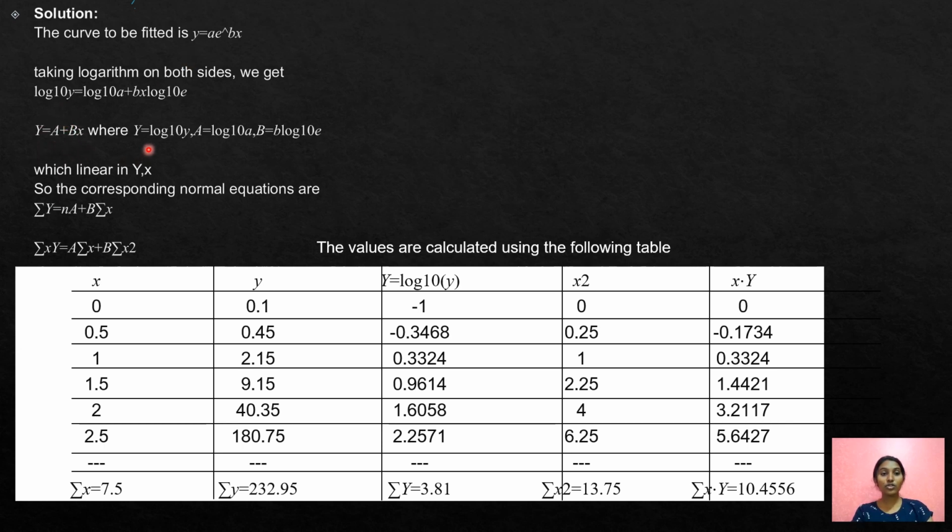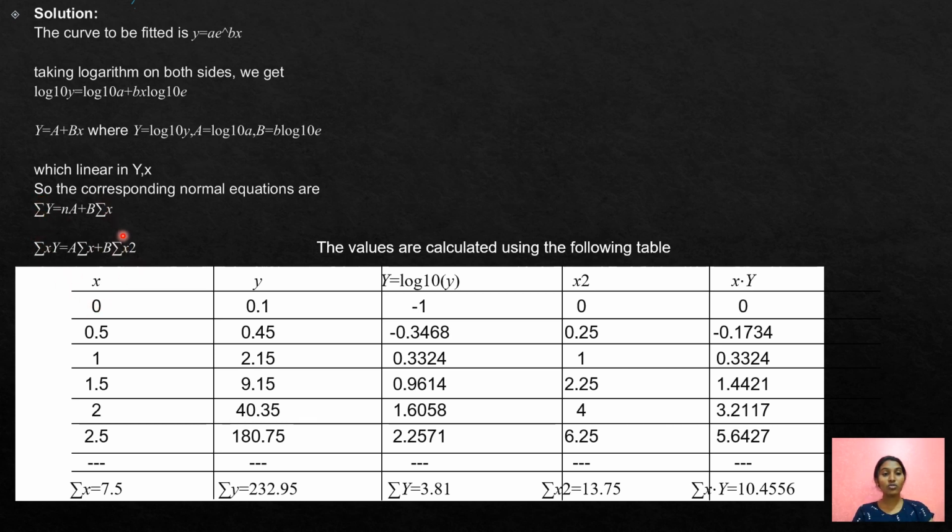So we are going to substitute, in place of Y, log to the base 10 y, in place of A, log to the base 10 a, and in place of B, b log to the base 10 e, which is linear in y comma x. If it is in a linear form, we have the normal equations, that is summation of y is equal to n into a plus b summation of x, and summation of x into y is equal to a summation of x plus b summation of x square. These are the normal equations in a linear form.